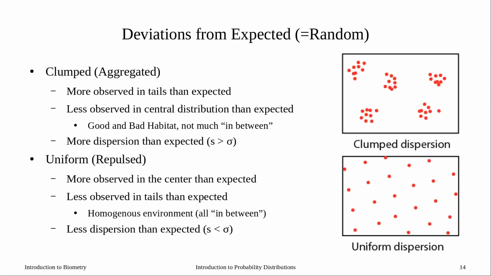When we deviate from randomness, we can have either a clumped or aggregated distribution. This is, you find one, you're more likely to find another.